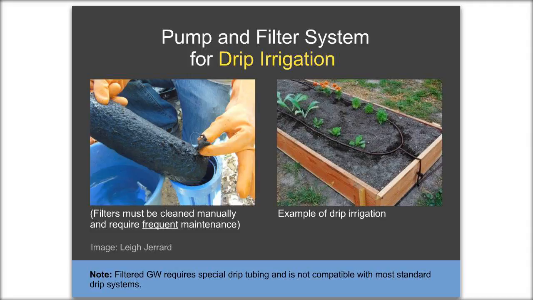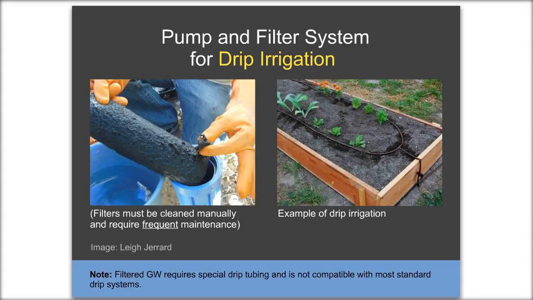So now getting into filtered gray water. If you want to put gray water into small outlets, like a drip irrigation system, you need to remove all of the particles in the system before it goes into the irrigation, because otherwise it will just clog it right up. So on the picture on the left, you can see this is a gray water filter.